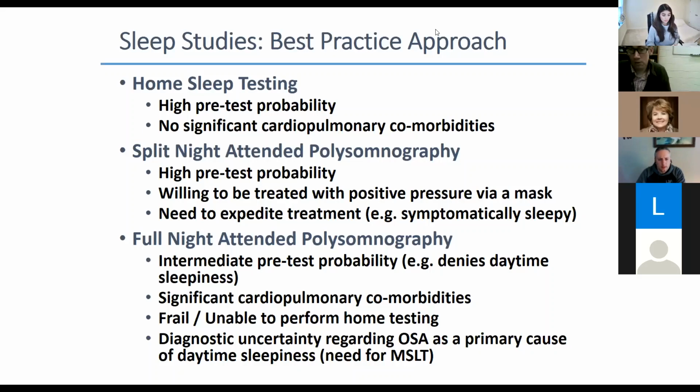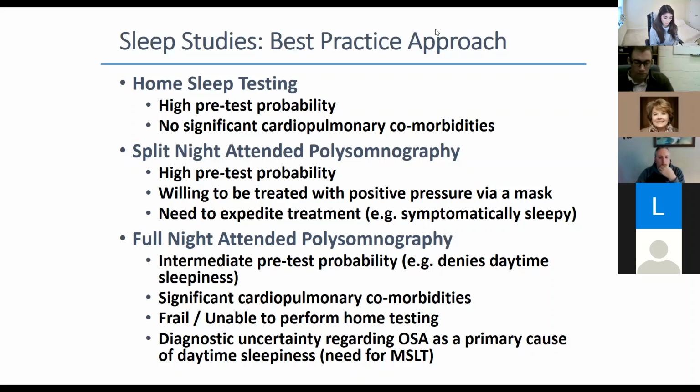And again, home tests are for high pretest probability patients. So the current recommendation is, if you really suspect sleep apnea and you have a negative home study, you really should do an in-lab study. And then there's split night attended polysomnography, where we spend the first couple hours of the night diagnosing sleep apnea, and then the next 4 to 5 hours getting folks on treatment.